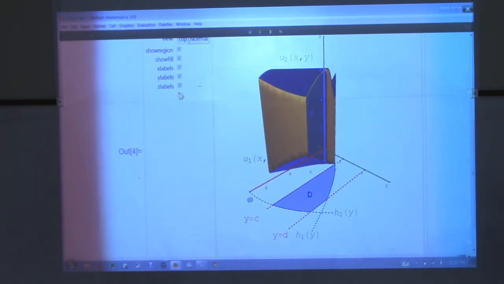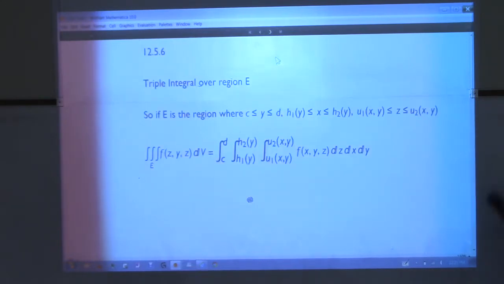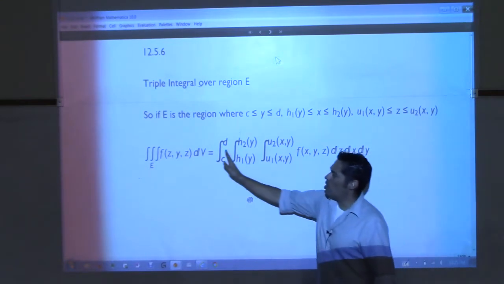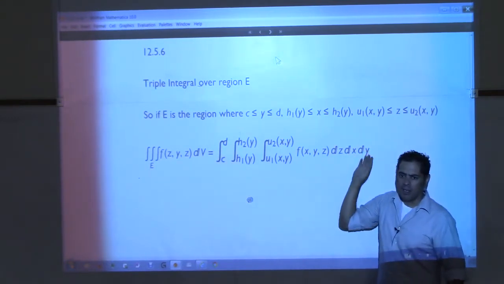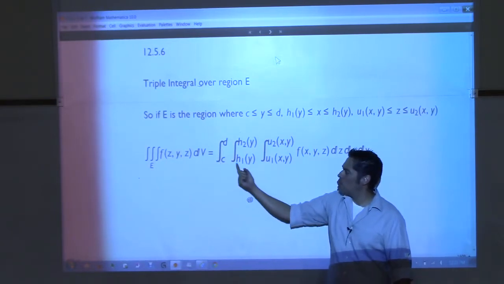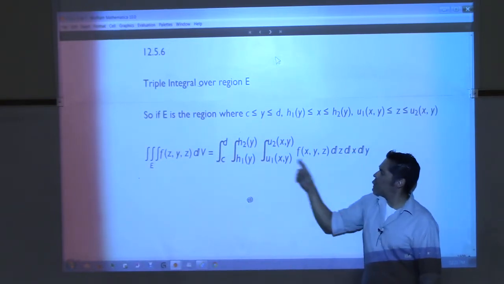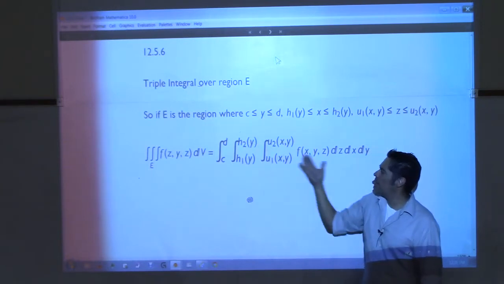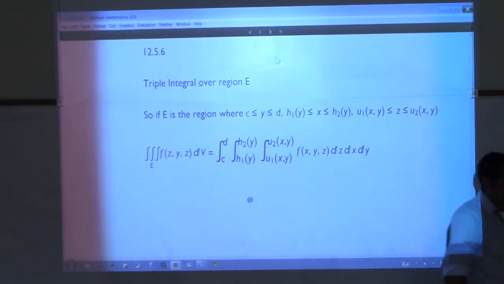What do you think is going to happen to the integral? The outers are going to switch, okay? That's all that's going to happen. So when you look at this, your outer one always has to have the constants on it. And if y is between the constants, then y becomes the outer one. The middle one is your x variable, so it's your functions of y. And then your inner integral is your surfaces.